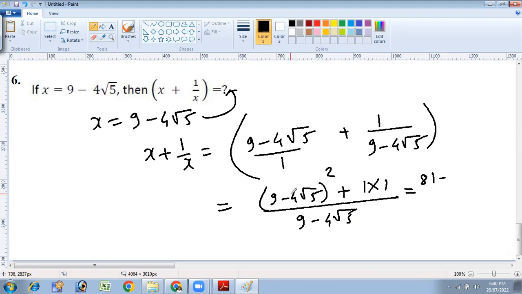9 twos are 18. 18 multiplied by 4, or we can say 18 into 4, is 72. So it is 72 root 5, plus 4 root 5.